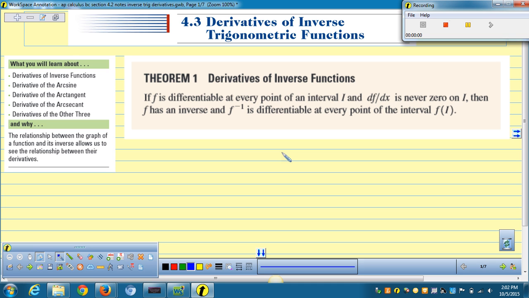Section 4.3, derivatives of inverse trig functions and derivatives of inverses. We started just by taking a look at Theorem 1. If f is differentiable at every point in an interval and the derivative does not equal 0 anywhere in that interval, then f has an inverse and the inverse is also differentiable. Just a theorem that we can use that allows us to take the derivative of the inverse.